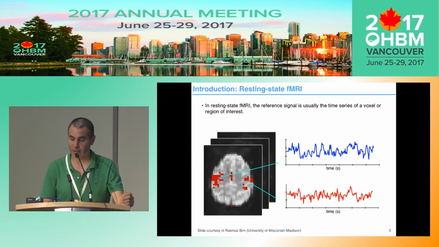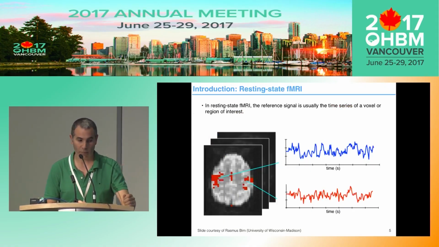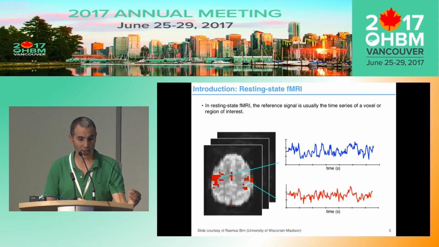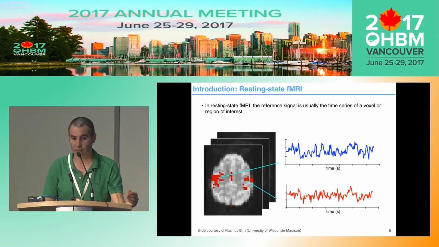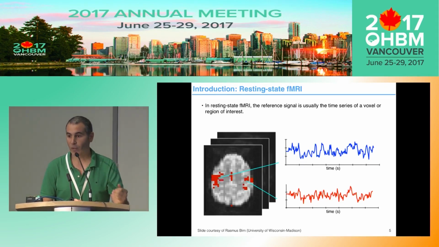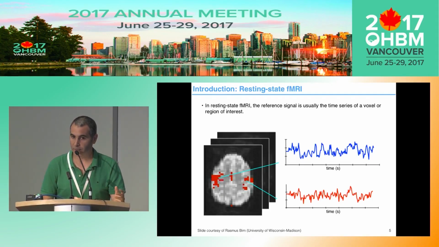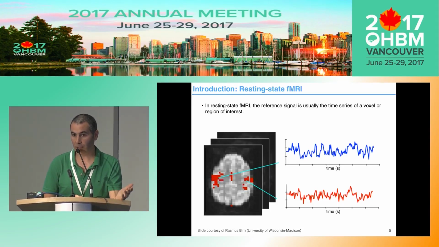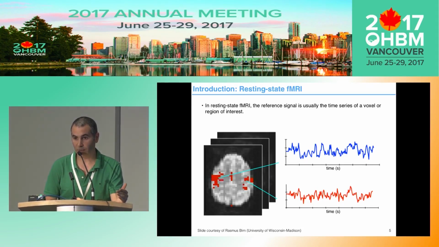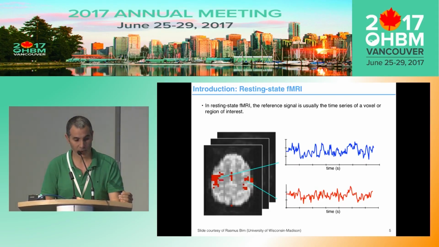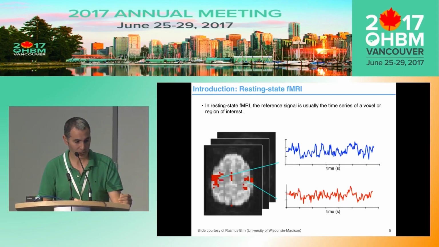So that was for task-based fMRI, when you specify one regressor. In resting state fMRI, the reference signal is usually the time series of a voxel or of a region of interest, and then you compute the correlation or use that signal as your ideal model to fit your data. The issue here is that any kind of confound or signal that could be present in a voxel could create a spurious correlation that you then interpret as connectivity to that particular voxel.